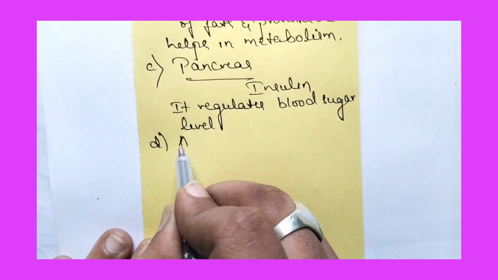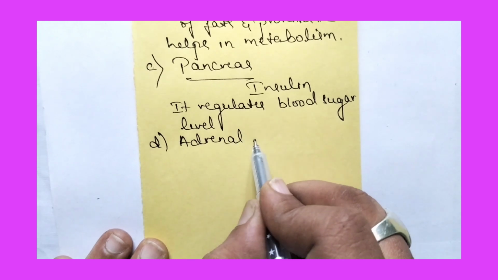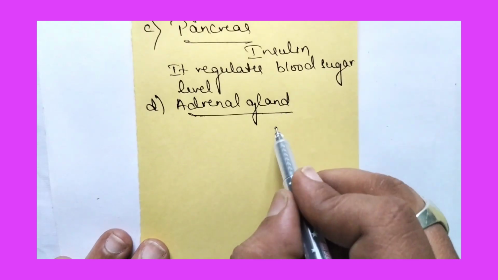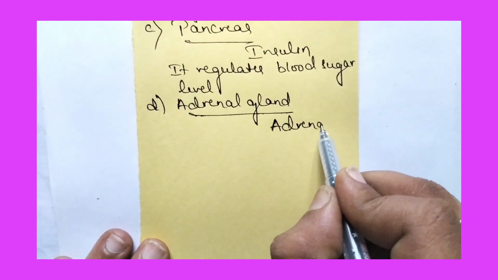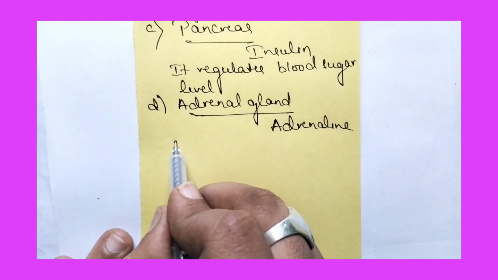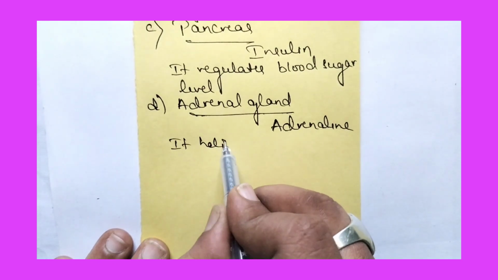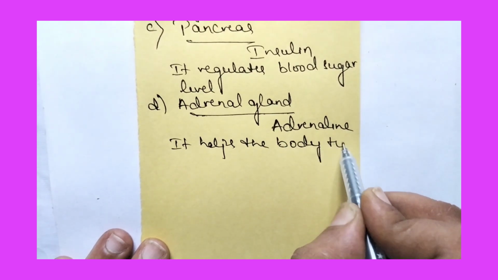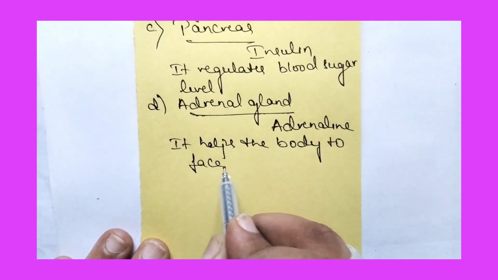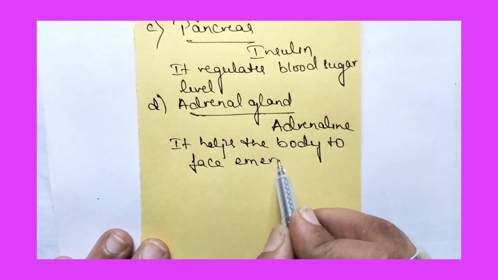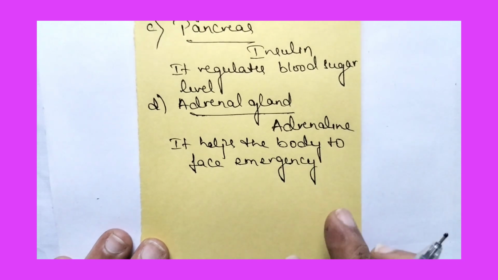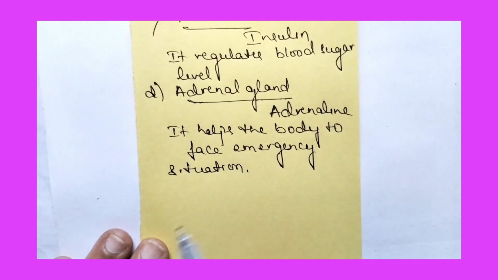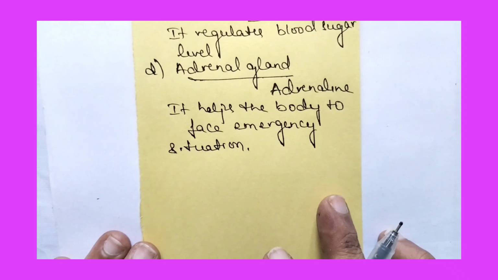Then the next type of gland is called the adrenal gland. This adrenal gland will secrete a hormone called adrenaline. It helps the body to face an emergency situation. So this is about the adrenal gland.